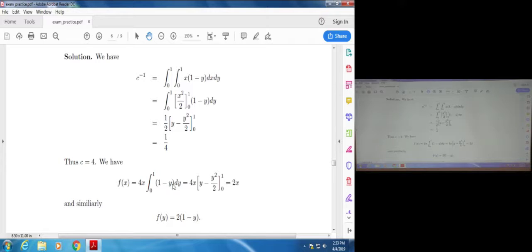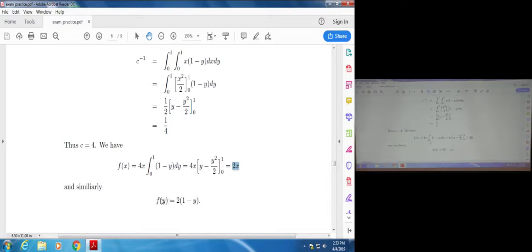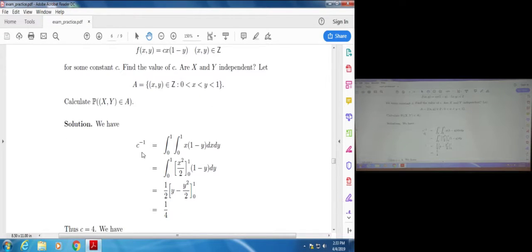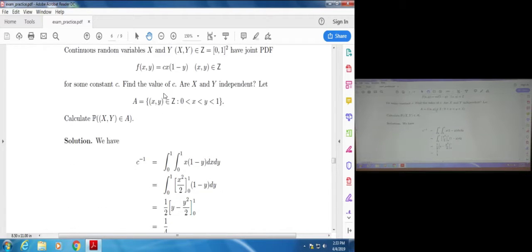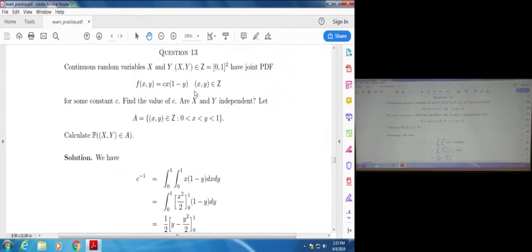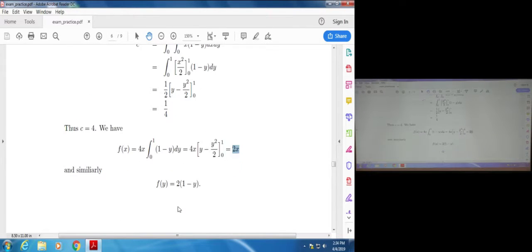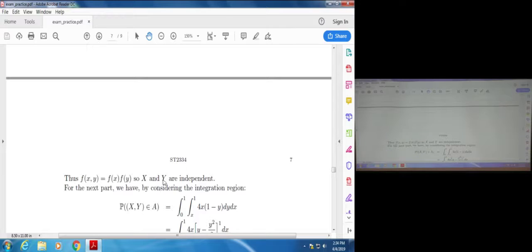So if you do that, that's y minus y squared over 2 between 0 and 1, which gives you a half, so I get 2x. That's the marginal on x. The marginal on y, well, it's the same thing. I just integrate this function for c equal to 4 between 0 and 1 with respect to x, where y is in the set 0, 1. So you get this. If I multiply these two things together, that's equal to the joint PDF. So x and y are independent.